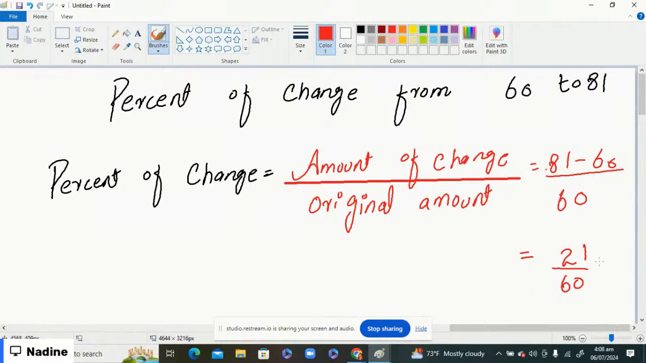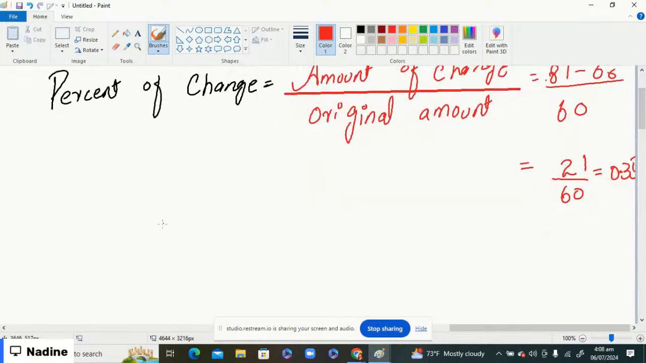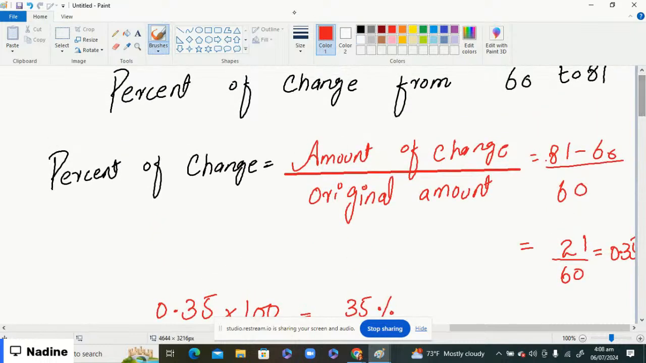When you find 21 over 60, it's 0.35. Okay, now we have the answer 0.35. Convert it into a percent by just multiplying by 100. Then the answer we get is 35%. Understand? Here is the formula.